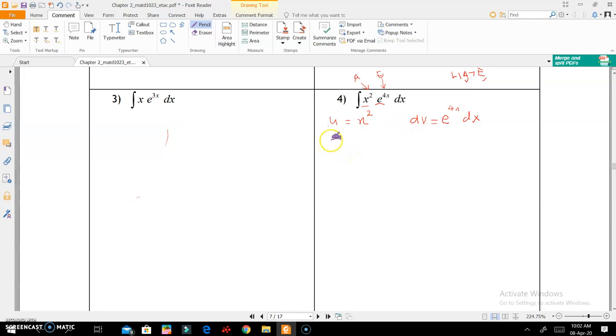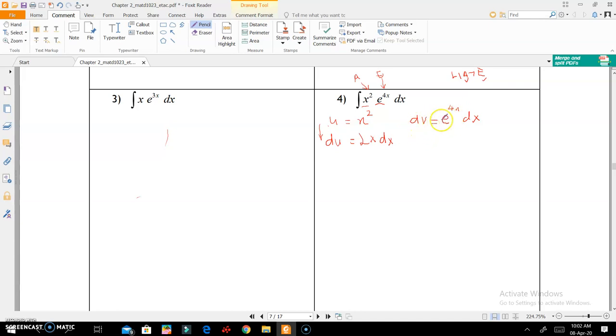So let us continue to find du. If you still remember the last video, in order to get du from u, you need to differentiate this part. Differentiating x to the power of 2, you are supposed to get 2x. And don't forget to mention the dx there.